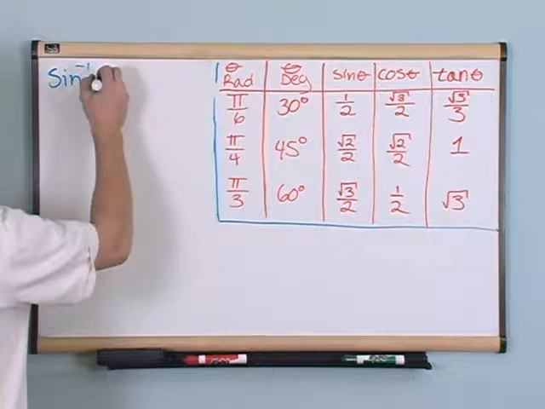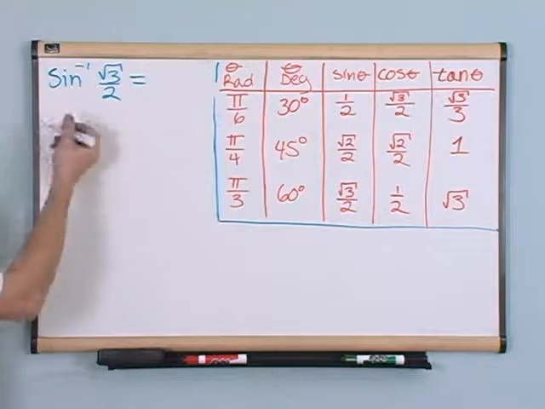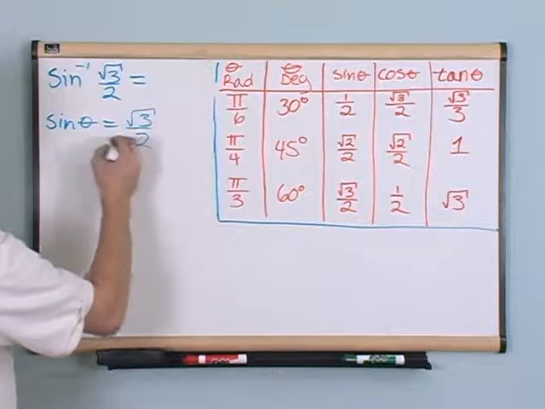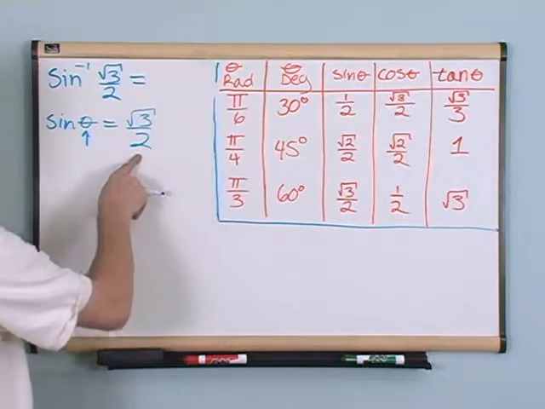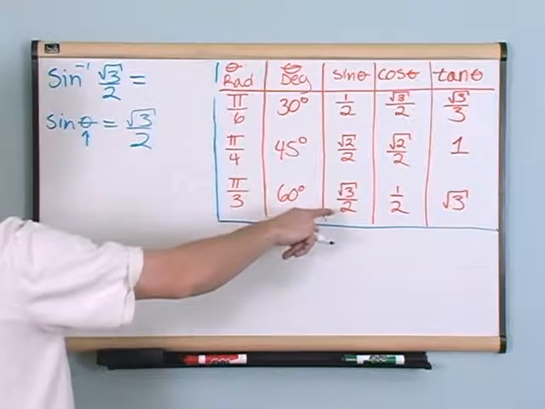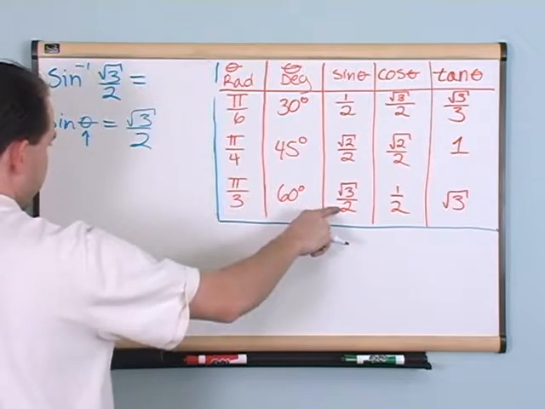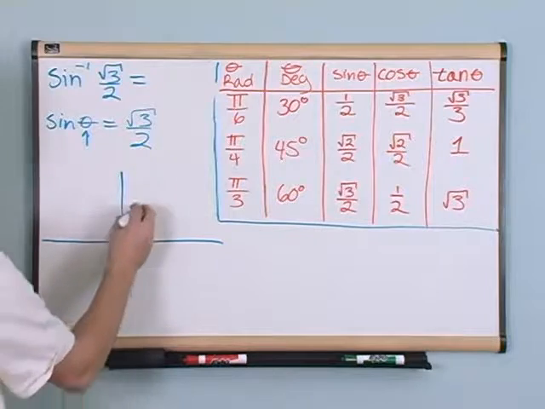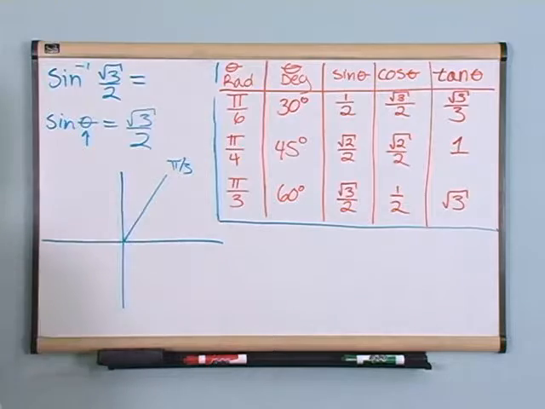Inverse sine of square root of 3 over 2. This is basically another way of writing sine of theta is equal to square root of 3 over 2, and I need to find theta. Well, I'm trying to find the sine of some angle, and I can look down here and say, here's square root of 3 over 2. Sine of pi over 3 is square root of 3 over 2, so it looks like I found at least part of my answer. This is pi over 3 up here at 60 degrees, roughly up here almost to 90.